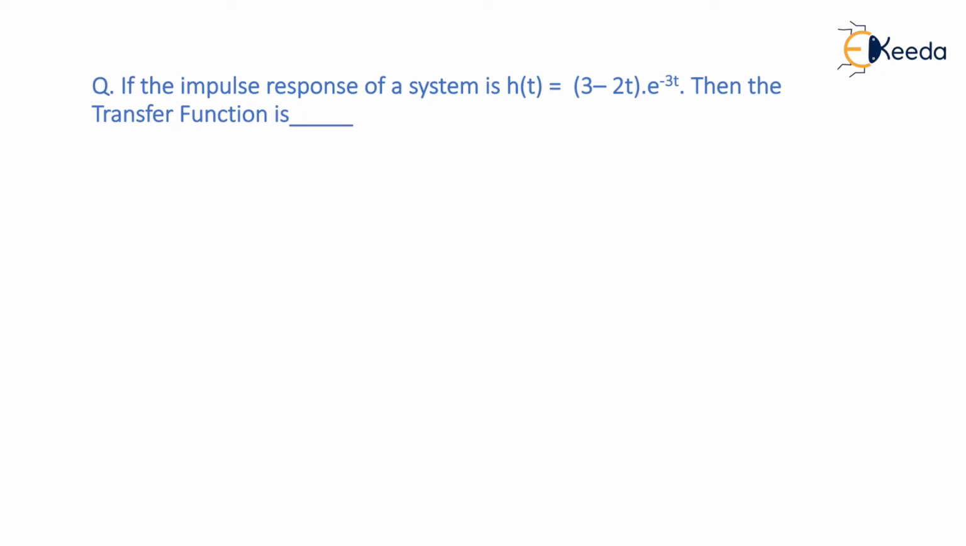Next question says, if the impulse response of system h(t) is equal to (3 minus 2t) times e to the power minus 3t, then the transfer function is. I need to just correct the question. They are not asking for transfer function. What they are asking is a unit step response. So you can just correct it, because if it is again a transfer function, we know that it is the same as question number 1. So let us modify this question and then get a unit step response.